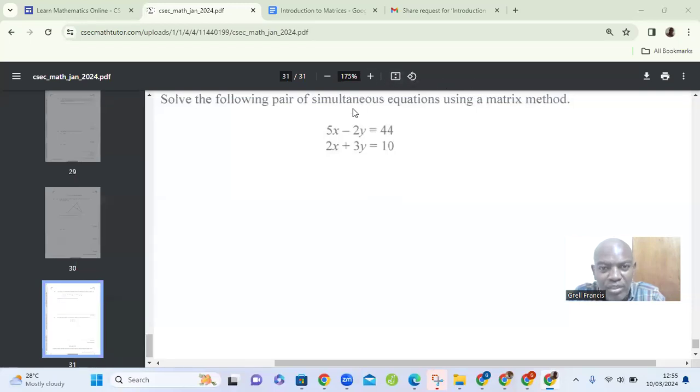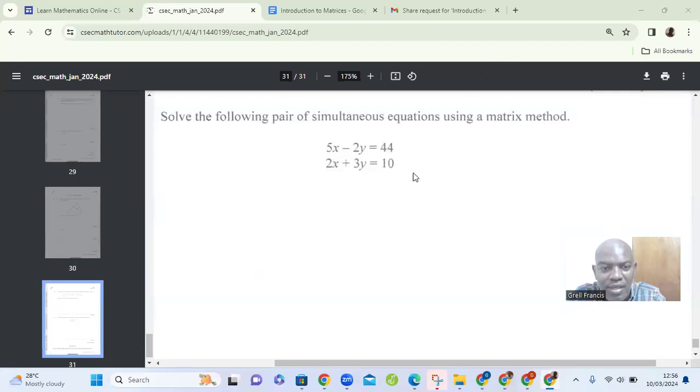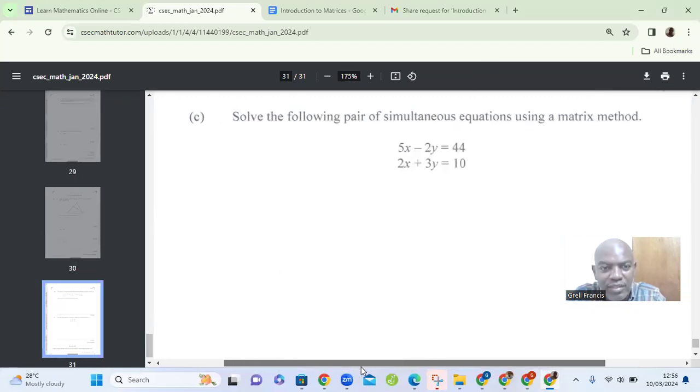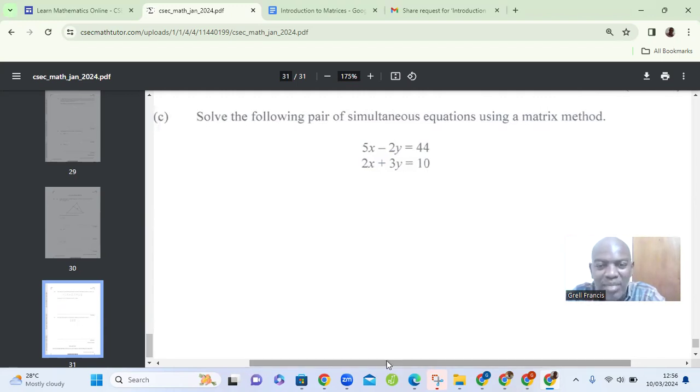And to stress the importance of solving a pair of simultaneous equations using matrices, let's take a look at the January 2024 paper 2. So here's the cover page, January 2024 paper 2. And let's go to question number 10. And as you can see, the question says to solve the following pair of simultaneous equations using a matrix method. So this question is mandating that you apply matrices to solve this pair of simultaneous linear equations.